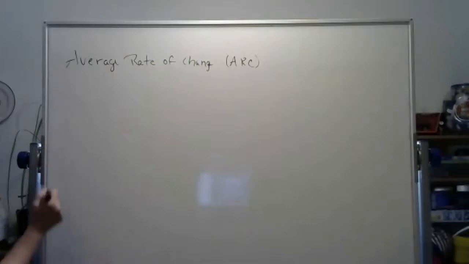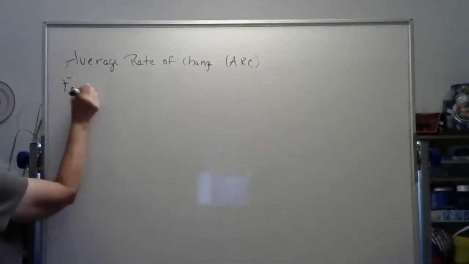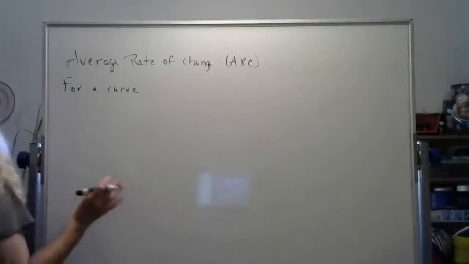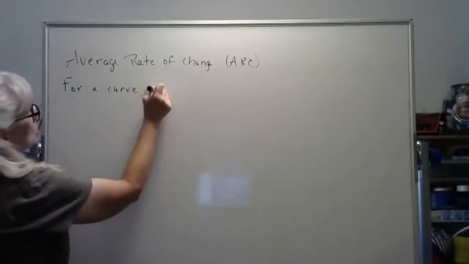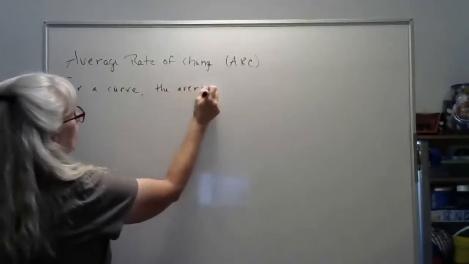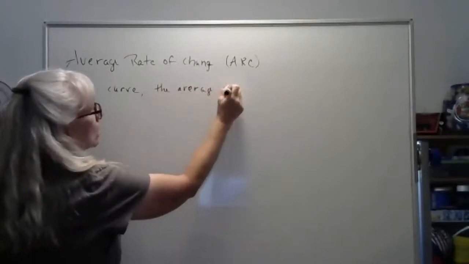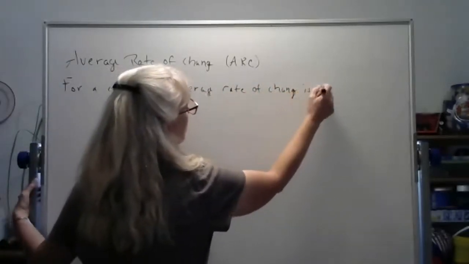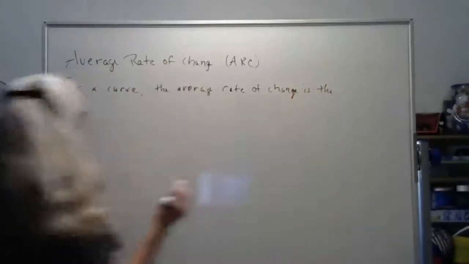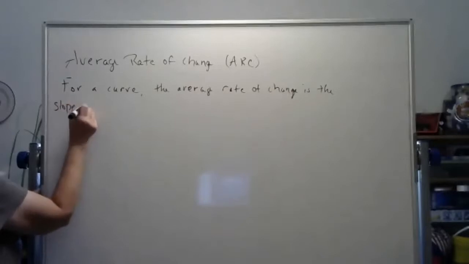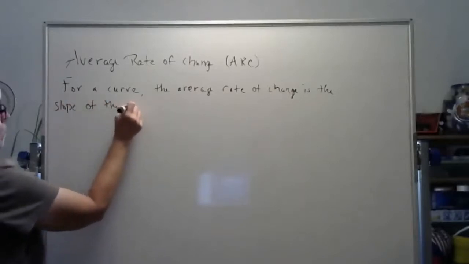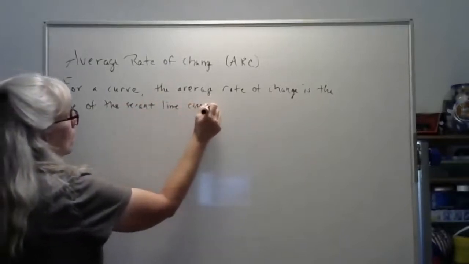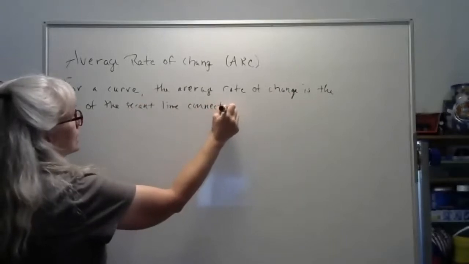Okay, so for a curve, so for any curve that we can draw, and we'll do lots of different curves, the average rate of change is, sorry, that's really sloppy, is the slope of the secant line connecting 2 points.